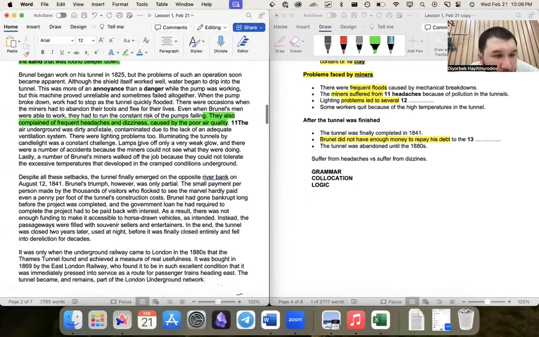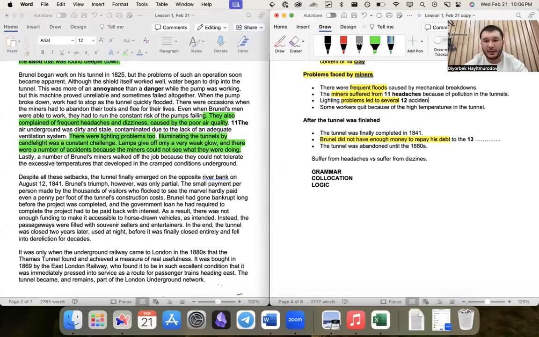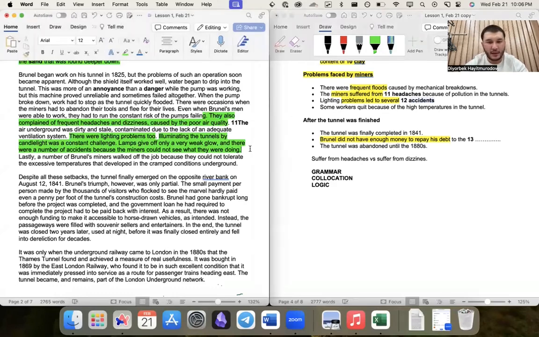Then, the underground was dirty and stale, contaminated due to lack of an adequate ventilation system. There were lighting problems too. Illuminating the tunnels by candlelight was a constant challenge. Lamps gave off only a very weak glow. There were a number of accidents because miners could not see what they were doing. So the answer for 12 is going to be what? Accidents, exactly. The answer is accidents.